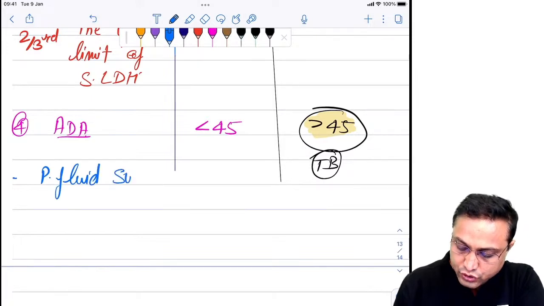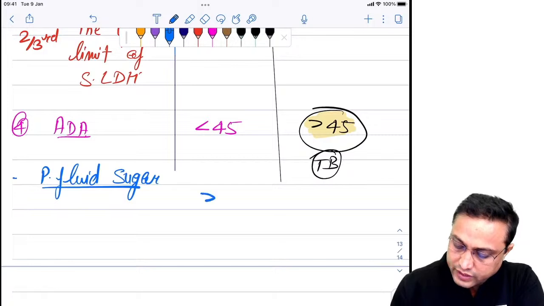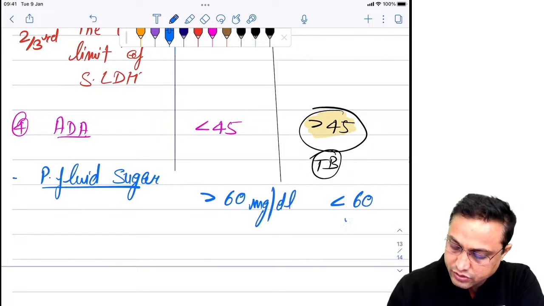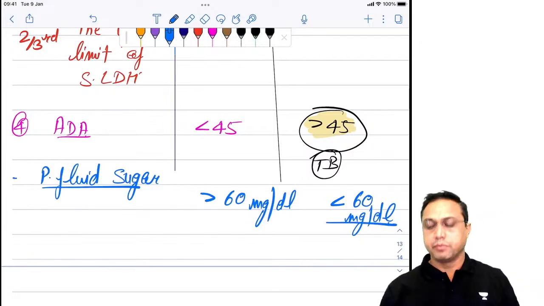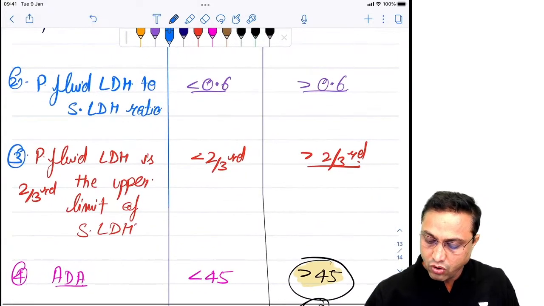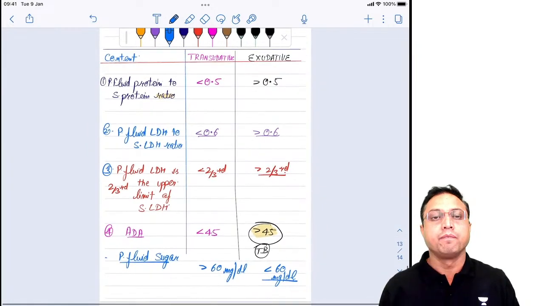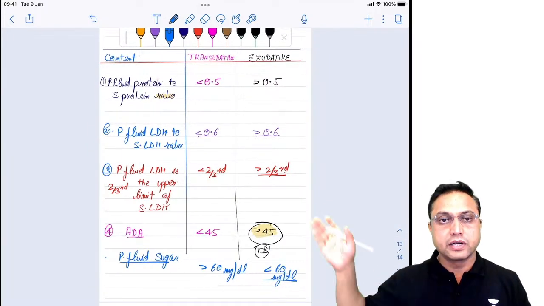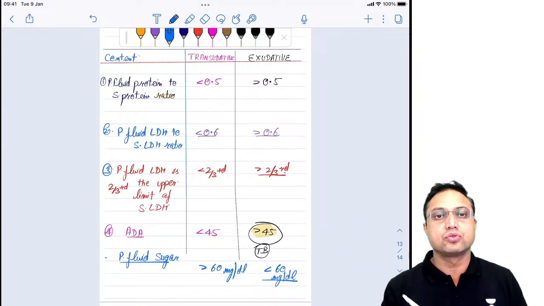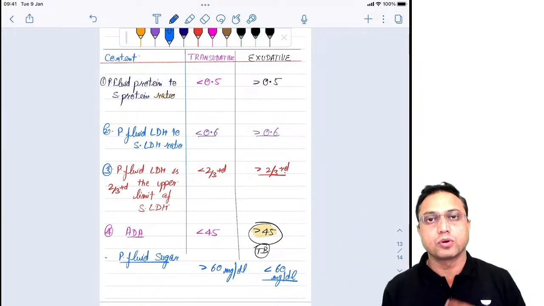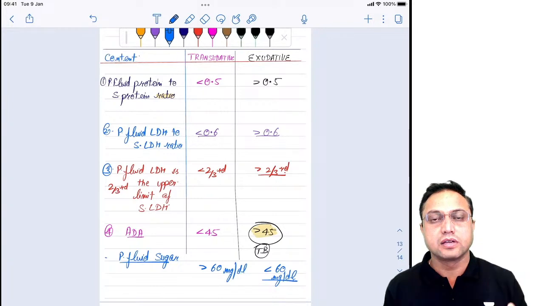Pleural fluid sugar, right? It is going to be more than 60 over here, and here it is going to be less than 60 milligram per deciliter. I am talking about 60 milligram per deciliter. You can see over here, from all these criteria, in transudative everything was on a lower side: less than 0.5, less than 0.6, less than 2/3.